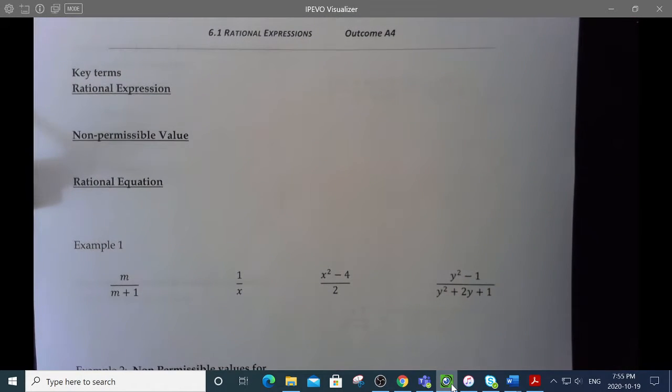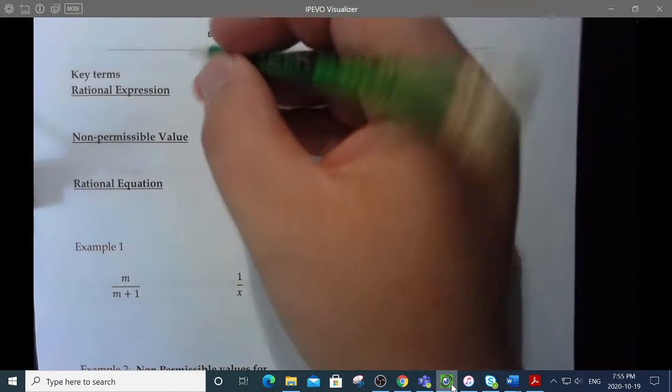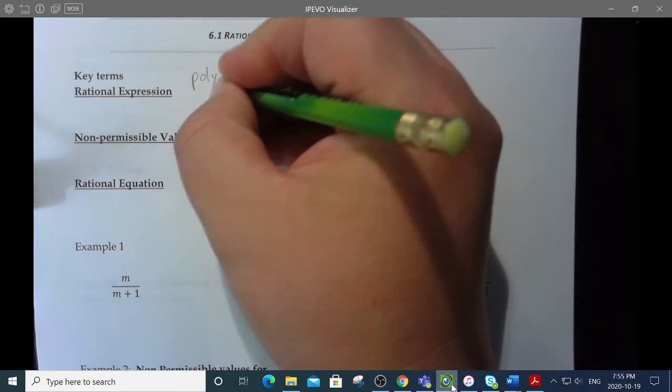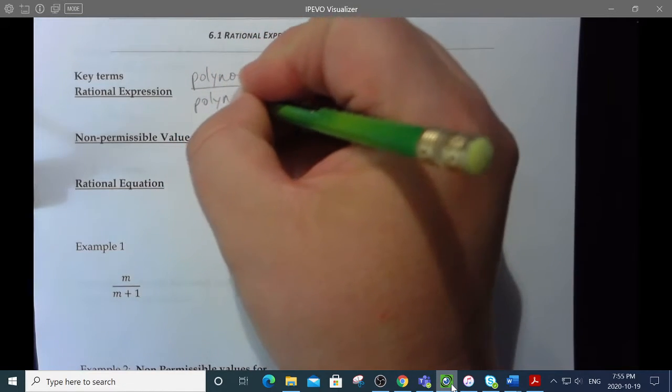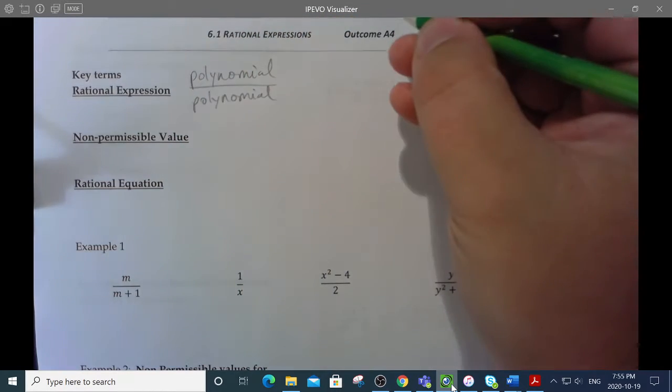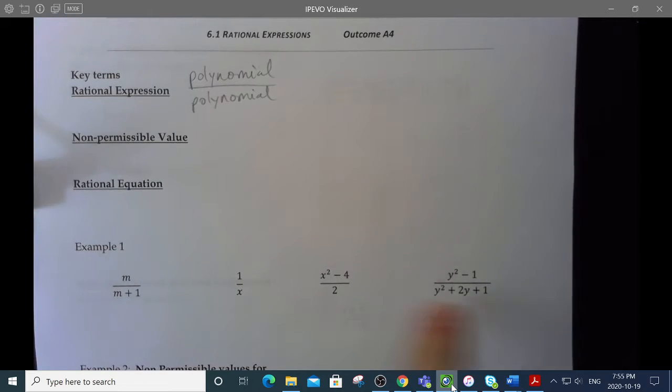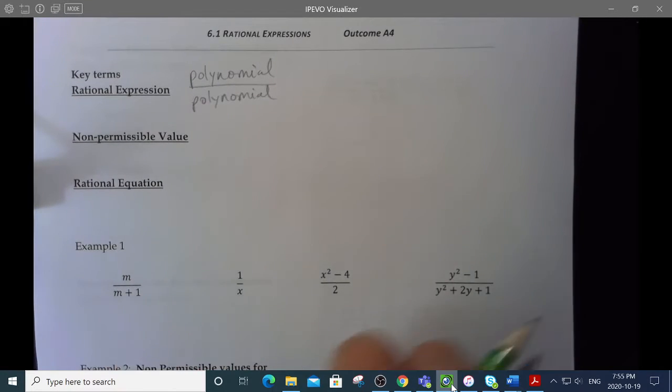There we go. Okay, so first, a rational expression means that you have some sort of polynomial divided by another polynomial. And remember, polynomials can even be monomials. 1 over x is a rational expression. m over m plus 1, x squared minus 4 over 2, etc.